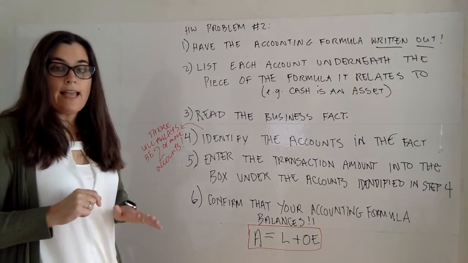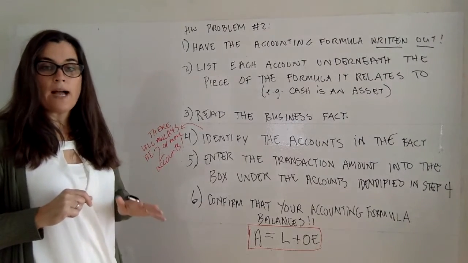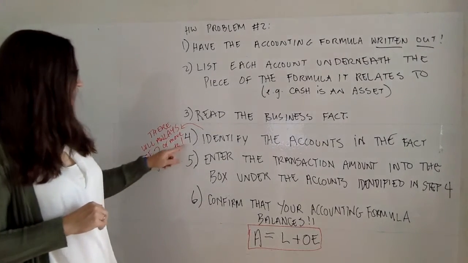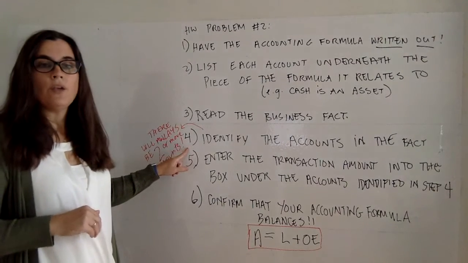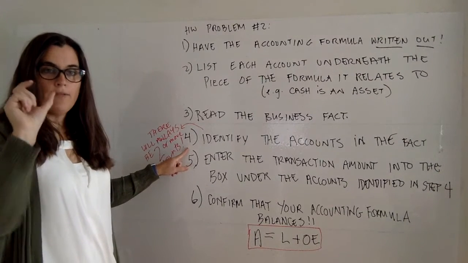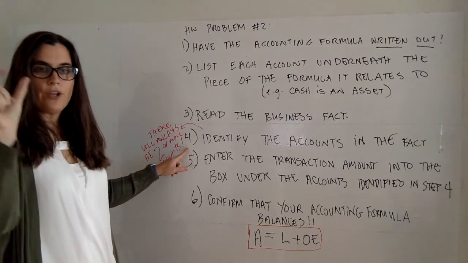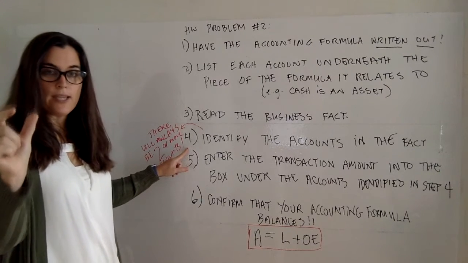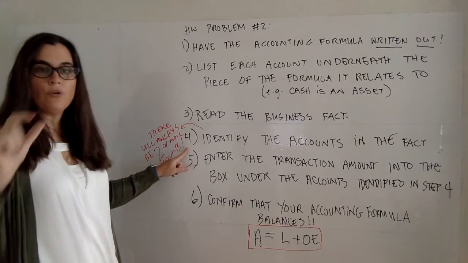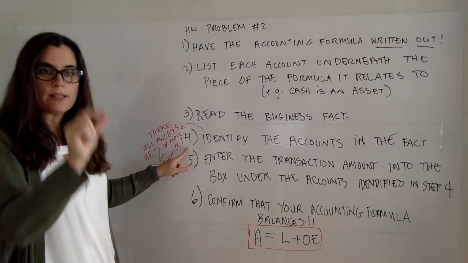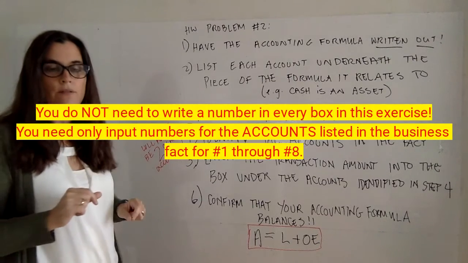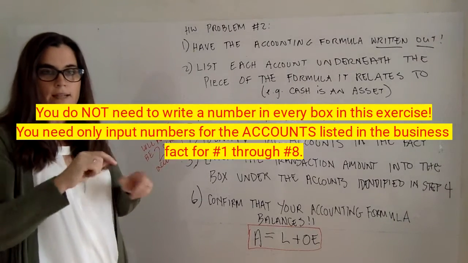Number 5, enter the transaction amount into the box under the accounts identified in step number 4. You have identified the account, look at the number associated with the account, and then in the homework software, go to the box underneath the account and input that amount. For now, you're going to do either a positive or a negative number.